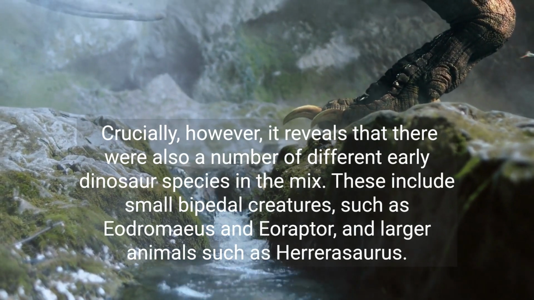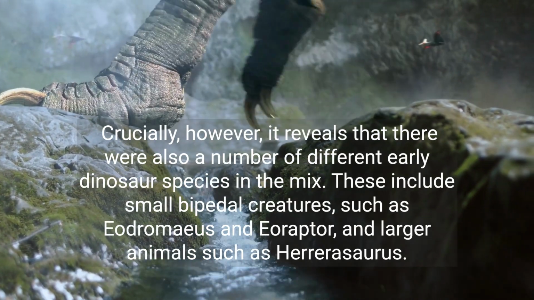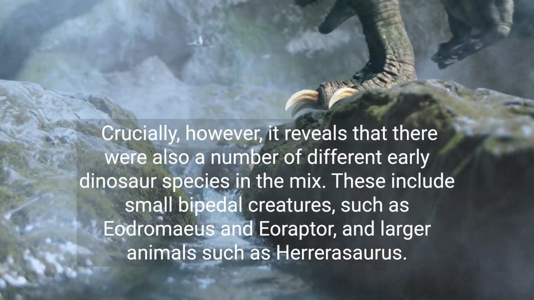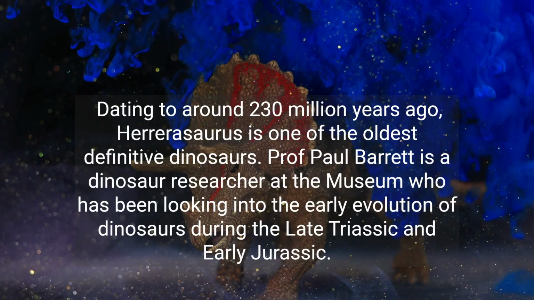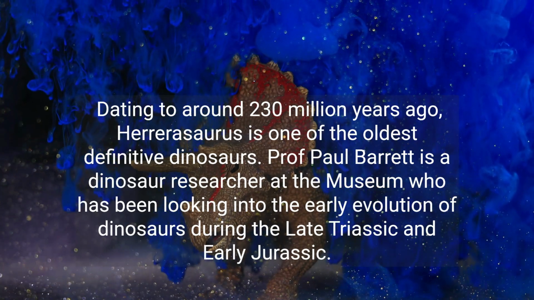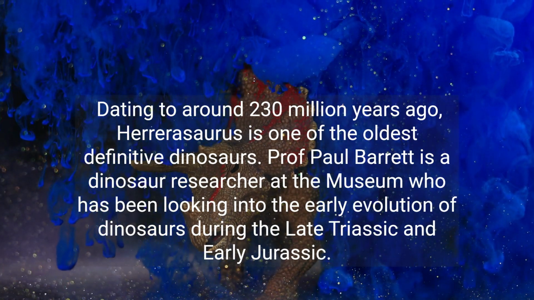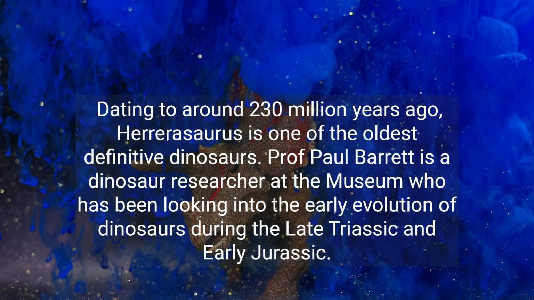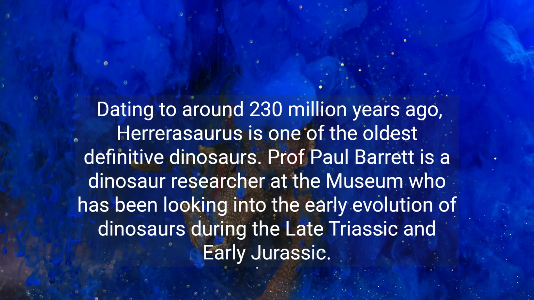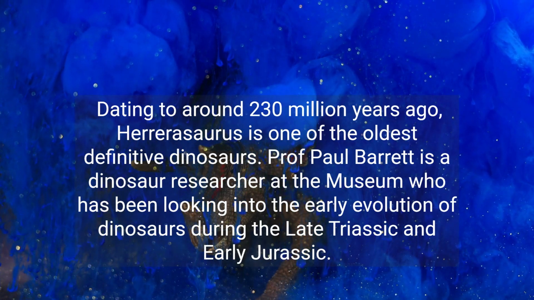These include small bipedal creatures, such as Eodromius and Eoraptor, and larger animals such as Herosaurus. Dating to around 230 million years ago, Herosaurus is one of the oldest definitive dinosaurs. Professor Paul Barrett is a dinosaur researcher at the museum who has been looking into the early evolution of dinosaurs during the late Triassic and early Jurassic.